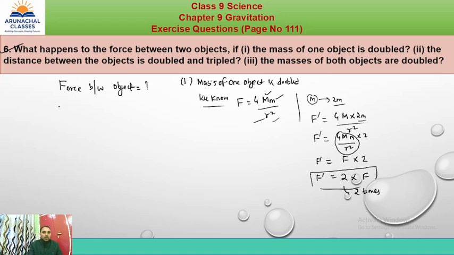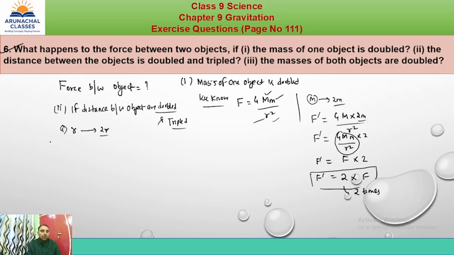Now the second part of the question is, what happens if the distance between the objects is doubled and tripled? The first case I'm taking is that the distance between the objects is getting doubled. The r becomes 2 times r.